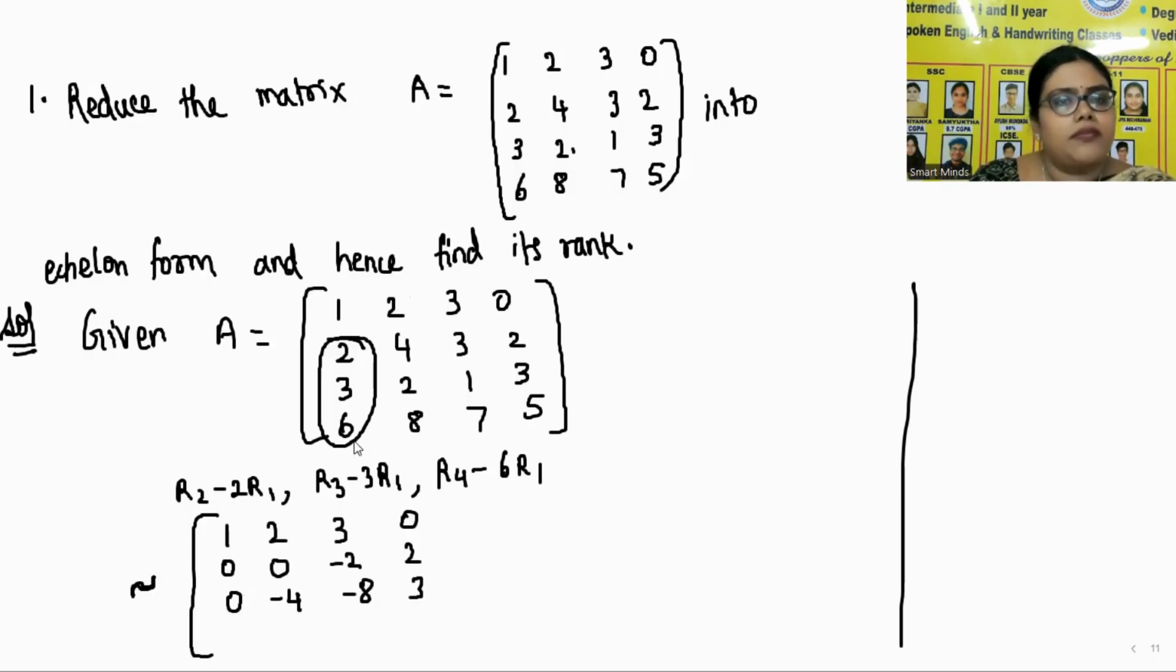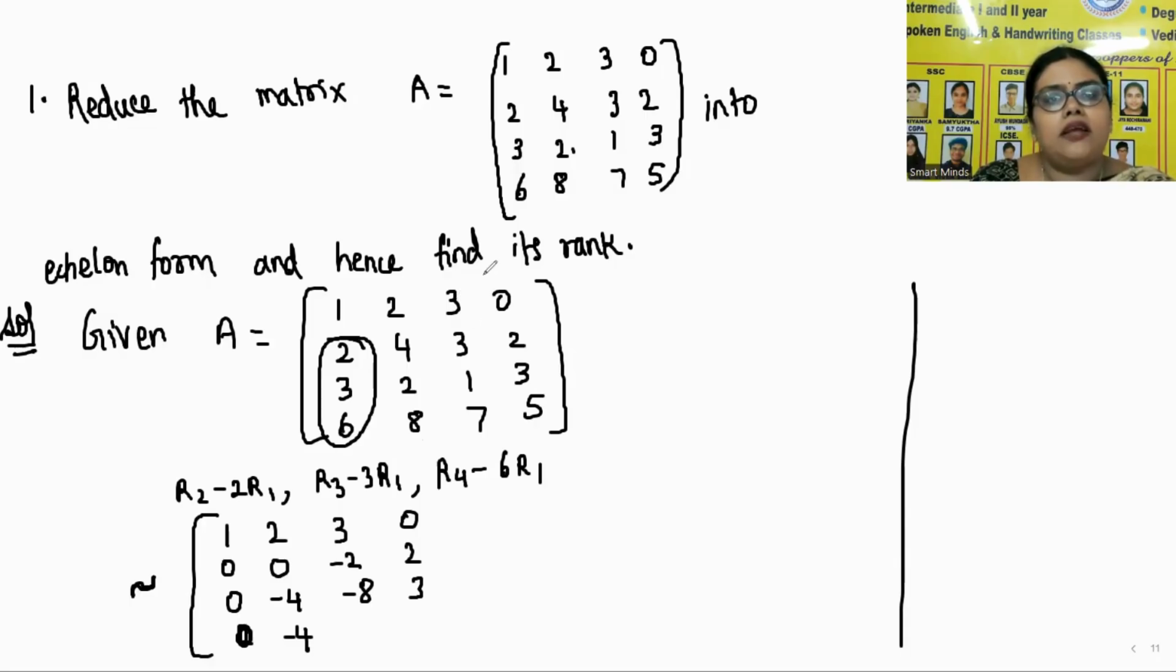Now fourth row. 6 minus 4 is 2. 8 minus 8 is 0. 6 minus 6 is 0, right? Here we are multiplying the first row with 6. So 1 6 are 6, 6 minus 6 is 0. 2 6 are 12. Then 8 minus 12 is minus 4. This will become minus 4.